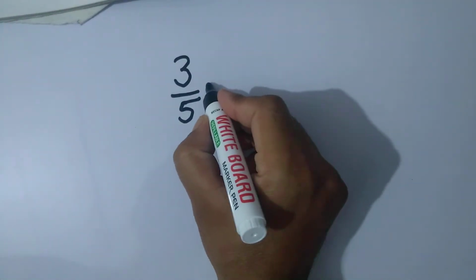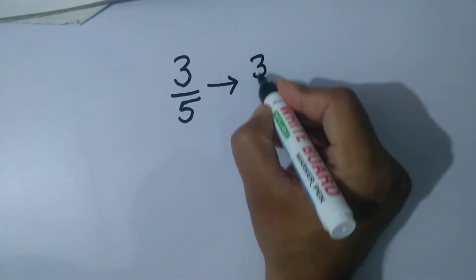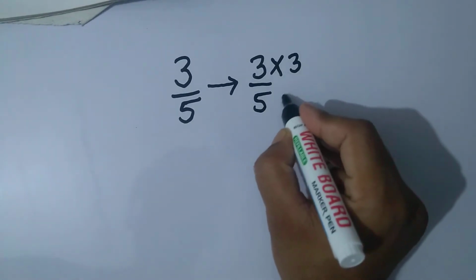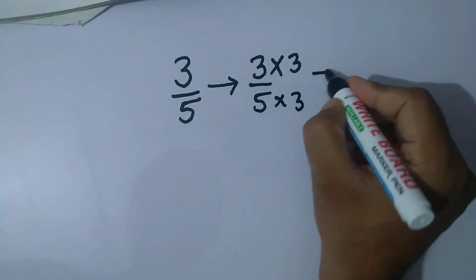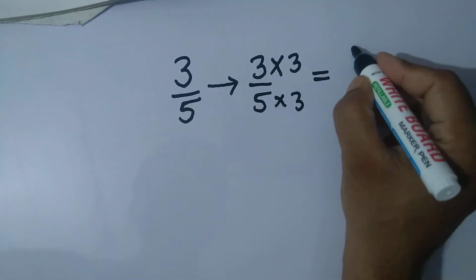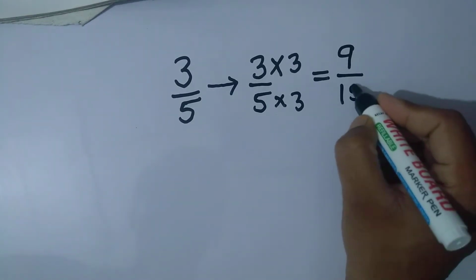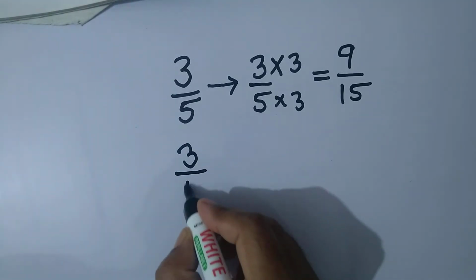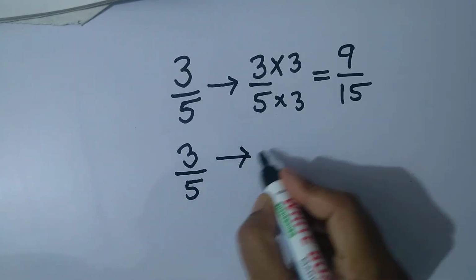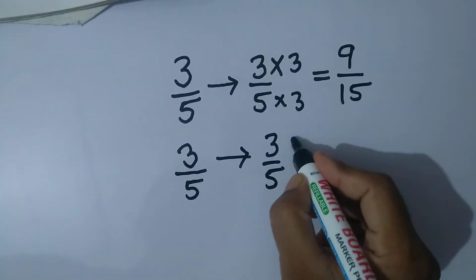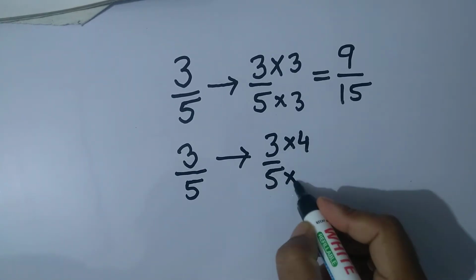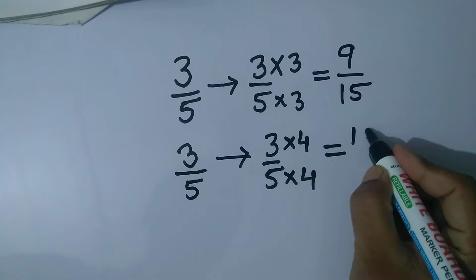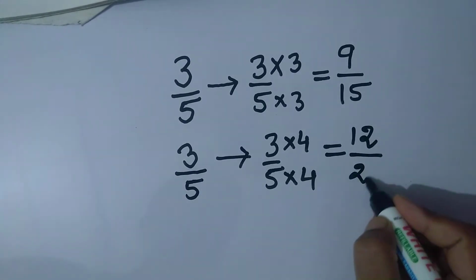Okay, next what we should do here? Now what we can do? Equivalent fraction of 3 upon 5. We multiply numerator by 3, denominator also by 3. So result is 3 into 3, 9 upon 15. One more equivalent fraction, how we can find that? 3 upon 5, we can multiply numerator by 4, denominator also by 4. So answer is 3 into 4, 12 upon 20.